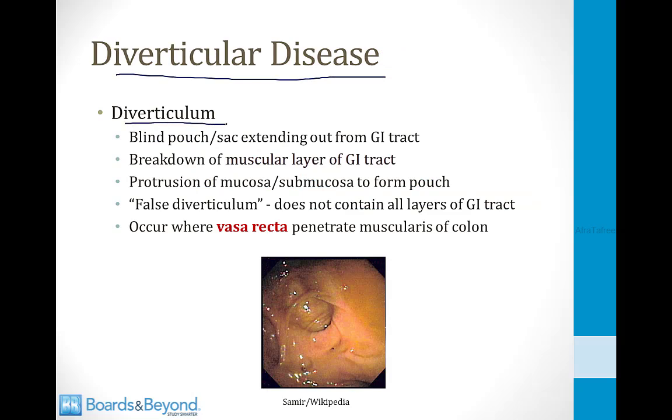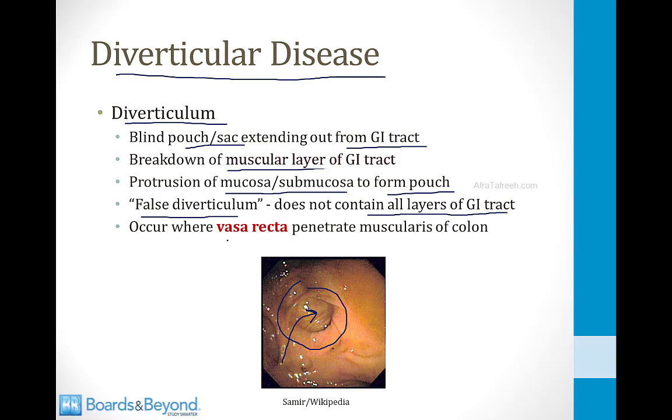So a diverticulum in the intestines is a blind pouch or sac that extends out from the GI tract. If you look at this picture on the screen, you can see that there is a hole in the wall of the intestines. Sticking out from that hole is a blind pouch. That pouch is a diverticulum. It occurs when there's a breakdown in the muscular layer, and as a result there's protrusion of the mucosa and submucosa to form a pouch. This creates what's known as a false diverticulum. It's called false because it does not contain all the layers of the GI tract. I'll explain this more in just a minute.